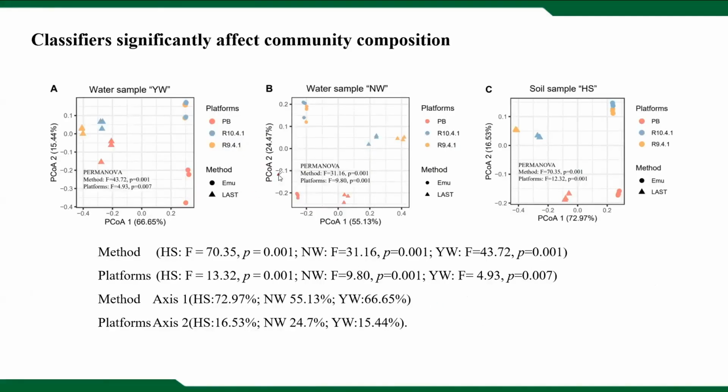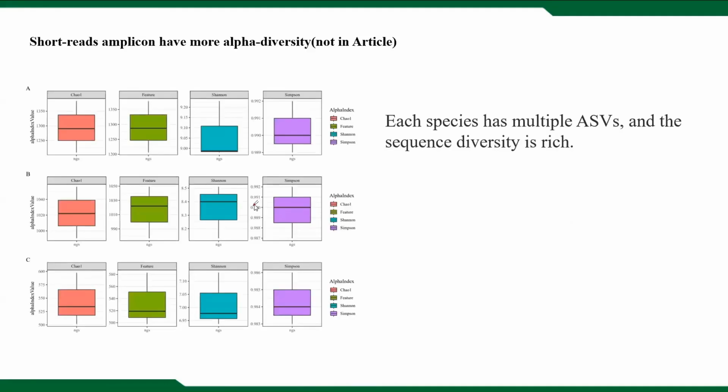Finally, we compared different platforms based on the Bray-Curtis matrix. Current results suggest that species-level community composition was significantly diverse across different platforms and aligners, based on PERMANOVA and visualized by PCoA for the unfiltered data. We found that the effect of aligners on the species composition is remarkable. In addition, we found that short-read amplicons have more alpha diversity. We think that each species has multiple amplicon sequence variants, so the sequence diversity is rich.